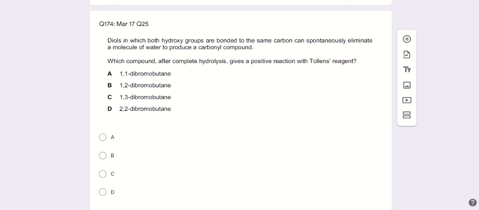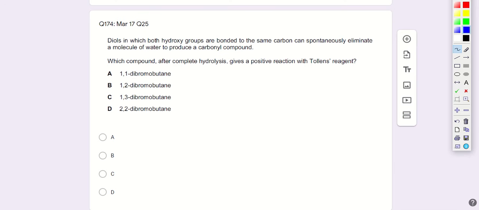Now, chapter 18, question 174. Diols in which both hydroxy groups are bonded to the same carbon can spontaneously eliminate a molecule of water to produce a carbonyl compound. Okay, so what does it mean by this statement?